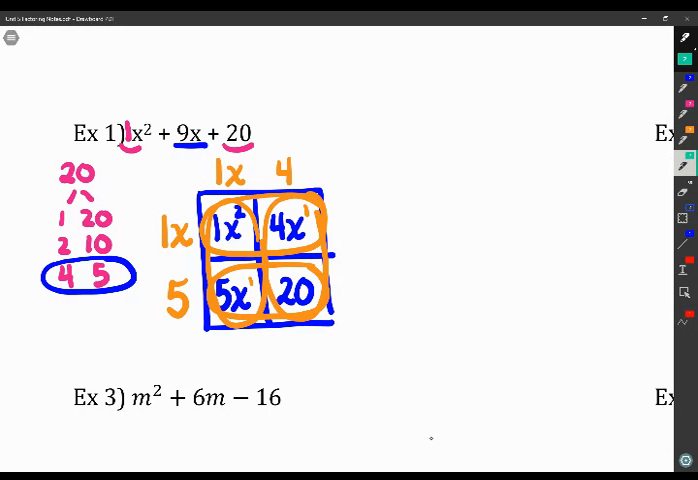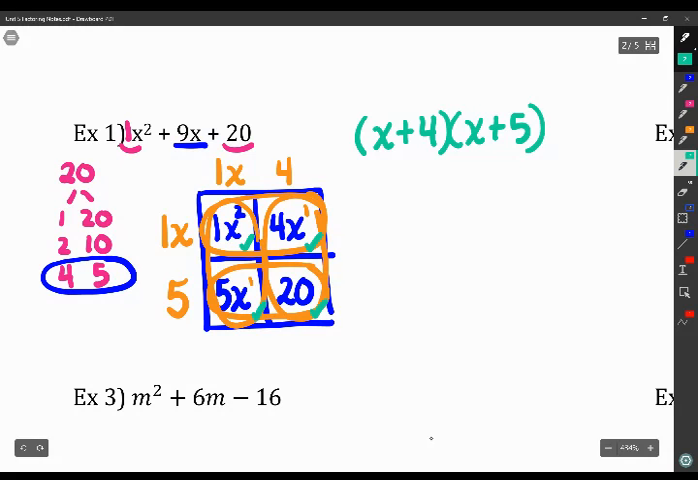So 1x times 1x is 1x squared, so it checks off. 1x times 4 is 4x. 5 times 1x is 5x, and 5 times 4 is 20. So because everything checks off, my answer is going to be x plus 4 and x plus 5.